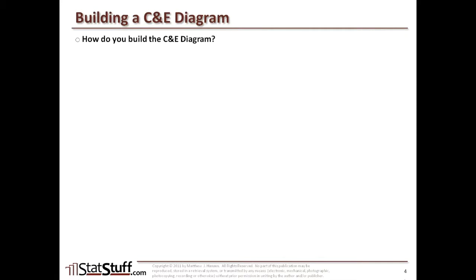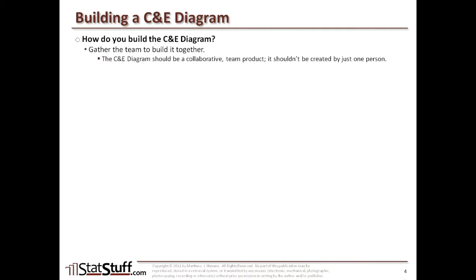Now let's talk about how you can build a C&E diagram. Well, building the C&E diagram starts with gathering the team so you can build it all together. Now, this should be a collaborative tool, something you build together as an entire team. It should not be something that just one person creates in a vacuum on their own.